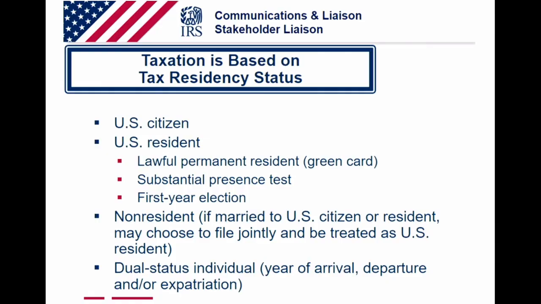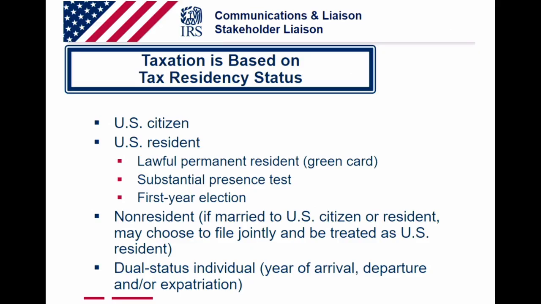So we provided you with a lot of information, and to summarize, these are the types of resident status for U.S. tax purposes that we have covered in today's webinar. The U.S. citizen who is taxed on worldwide income, the U.S. resident who is either a lawful permanent resident, they met the substantial presence test, or they made a first-year election and is also taxed on worldwide income.